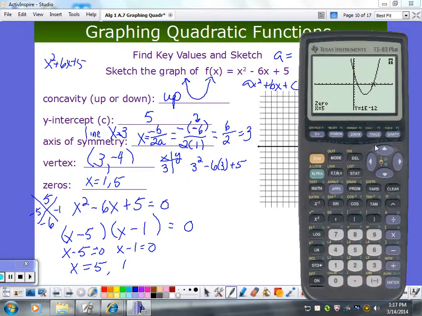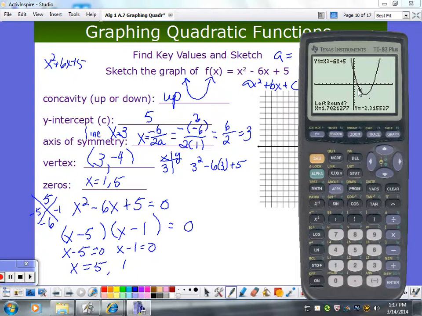So you go to that second trace button, the calc button, and I want to find the vertex. What do you think I should select? Minimum. Whoops, oh, that doesn't work. Minimum, right? I want to find the minimum. And this works the same way. It says left bound. Okay, so I'm looking for this value right here, right? I want the vertex, the minimum.